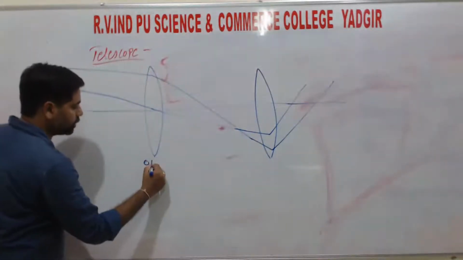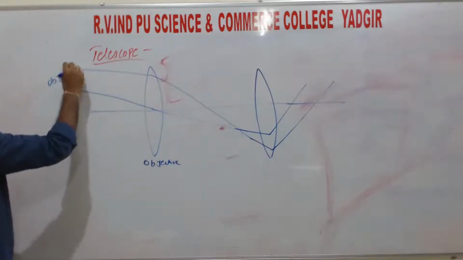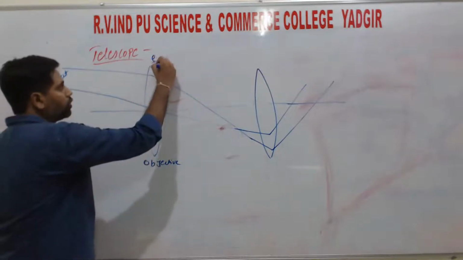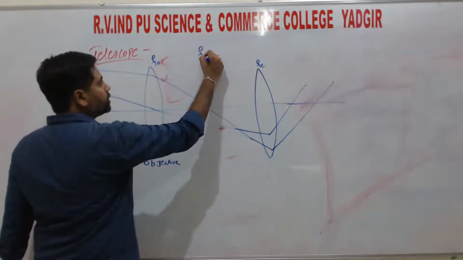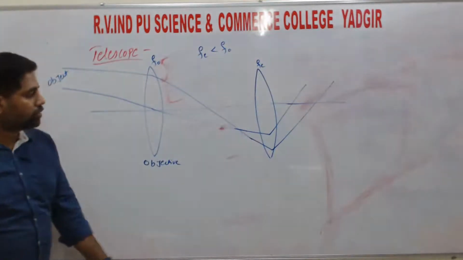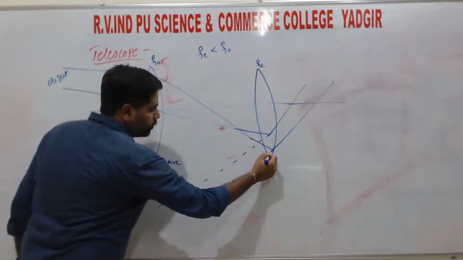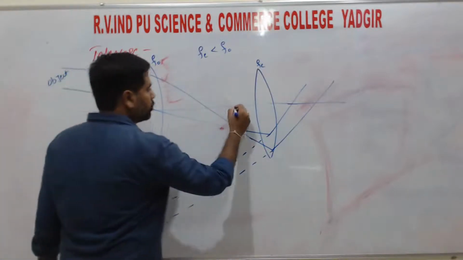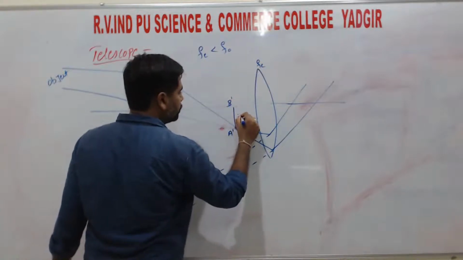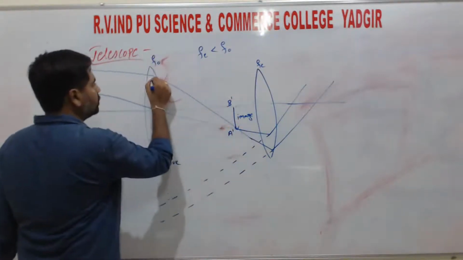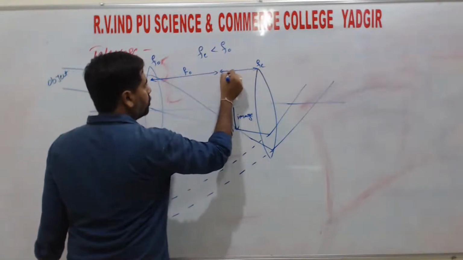So this one is the objective. So the object is at a far distance. So the focal length of the objective is FO, and this one is the eyepiece. So FE is always less than FO, right? So if we extend these rays back, the image is formed at infinity. There is one more image, that is B dash A dash. This one is the image, right? So this one is the FO, and here we have FE, right?